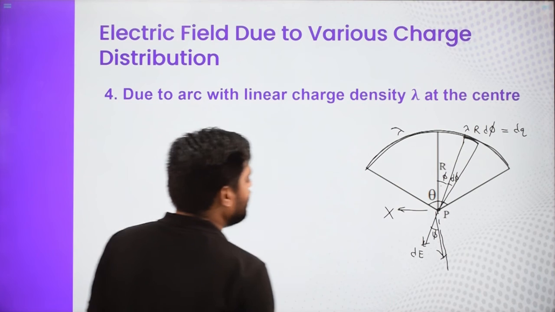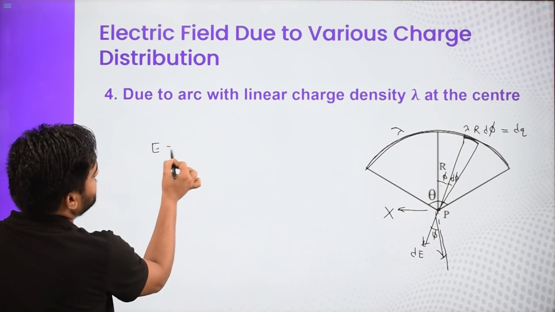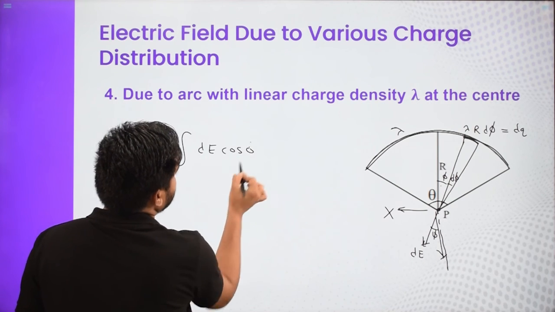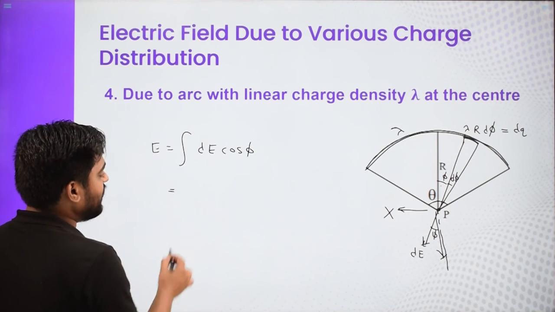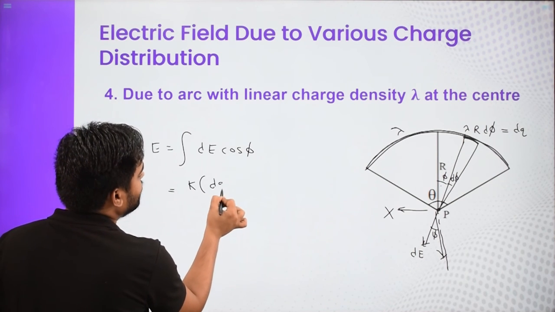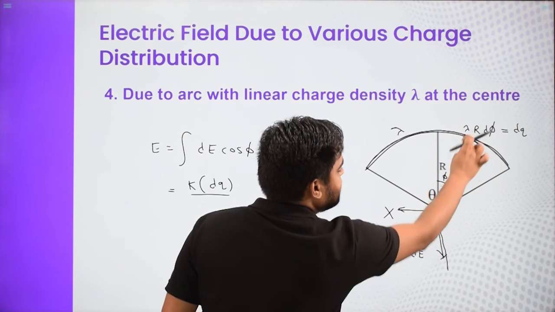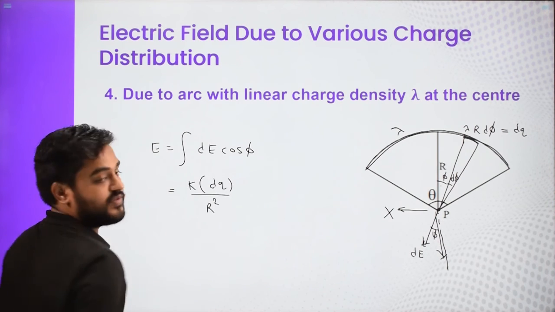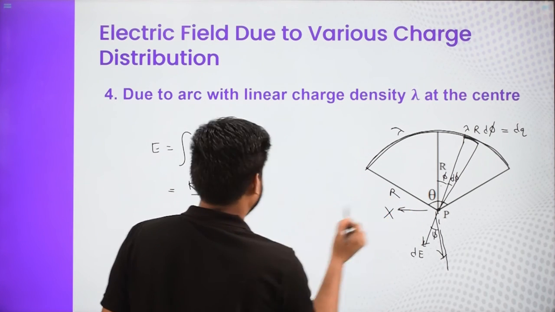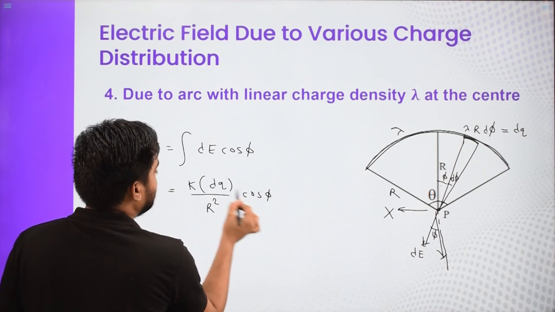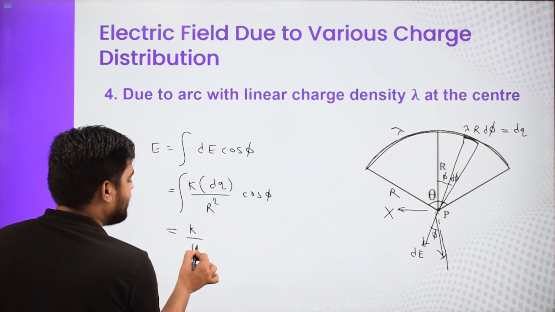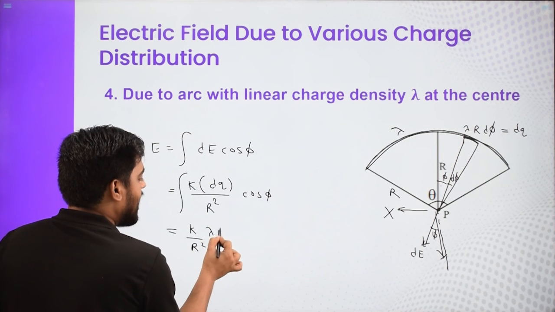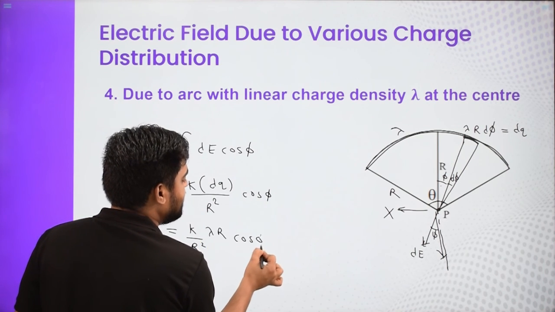So this part will get cancelled out and we will say the net electric field is nothing but the integration of dE cos phi. What is dE? dE is nothing but k q by r square. So k, what is q? Q is nothing but dq by distance square. What is the distance? The distance between this small charge dq and this point is nothing but r, so r square, where r is the radius of the arc, times cos phi, and we need to integrate. So k by r square, and dq we have already written, it is lambda r d phi. So lambda r d phi, times cos phi d phi.